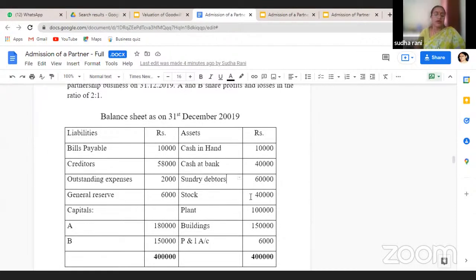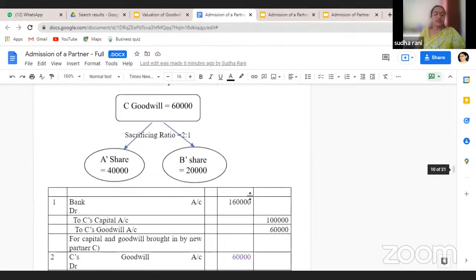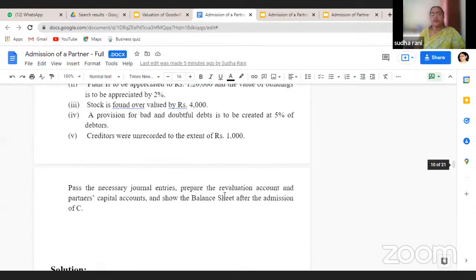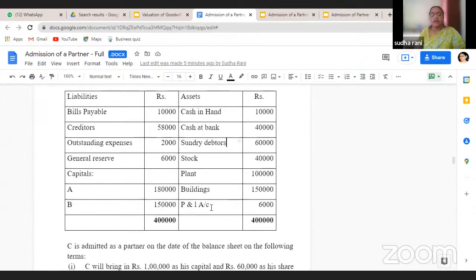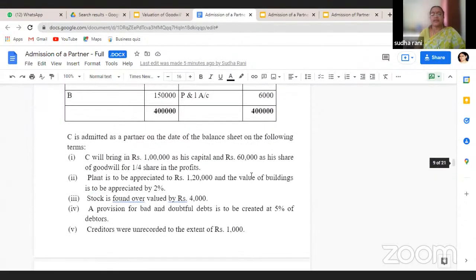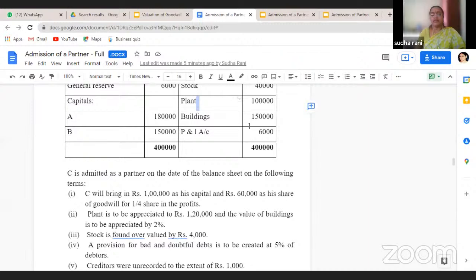Stock, again, what did we do? We took it in the revaluation account. Which side did you take? Debit side. Debit side means minus and take. Okay, so 40,000 minus 4,000. Next, plant. We took it on the credit side of the revaluation account. That means add, 1 lakh plus 20,000, 1 lakh 20,000.